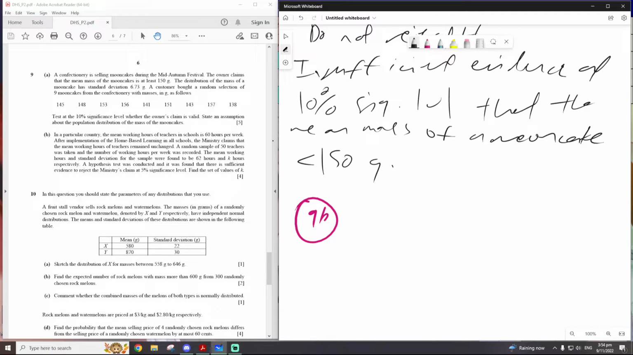Okay, so take note that we need to use the unbiased estimate of population variance. Okay, which is n over n minus 1 times sample variance, which is 50 over 49 k square, right?